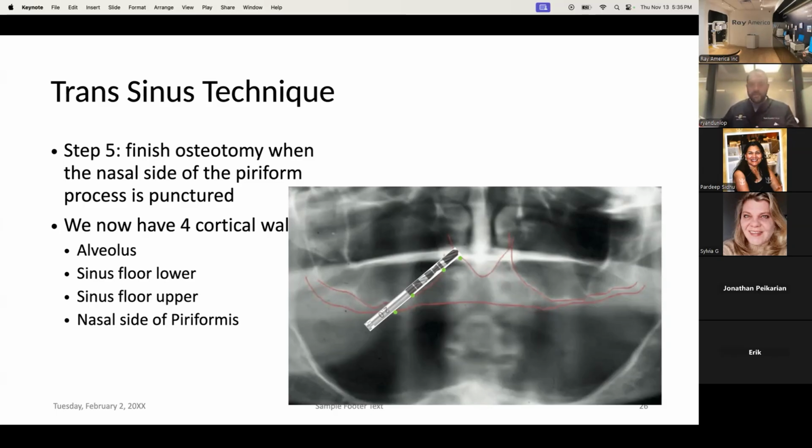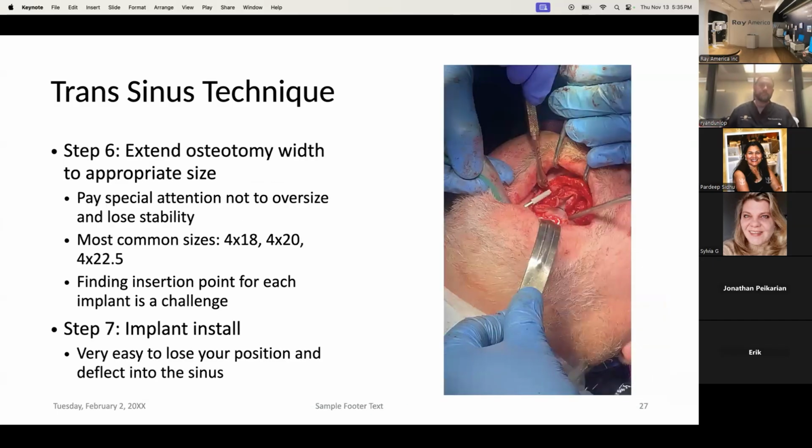So the bottom of the red line here is your first cortex. The second red line is the floor of the sinus. That's your second cortex. The opposite end of the drill of the sinus is your third cortex, and the base of the nose is the fourth cortex. So once you perforate through the base of the nose, then you know you've got the position where you want it. Sometimes I will confirm that with an X-ray during surgery just to make sure I'm exactly where I want to be.